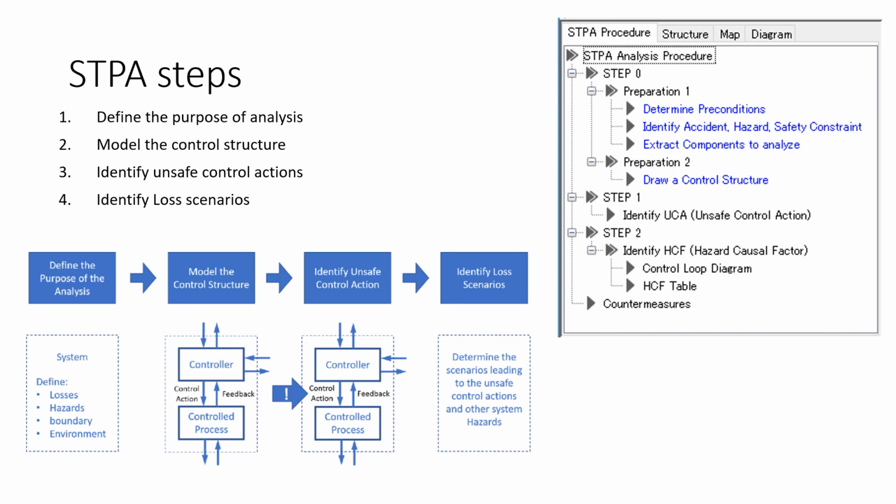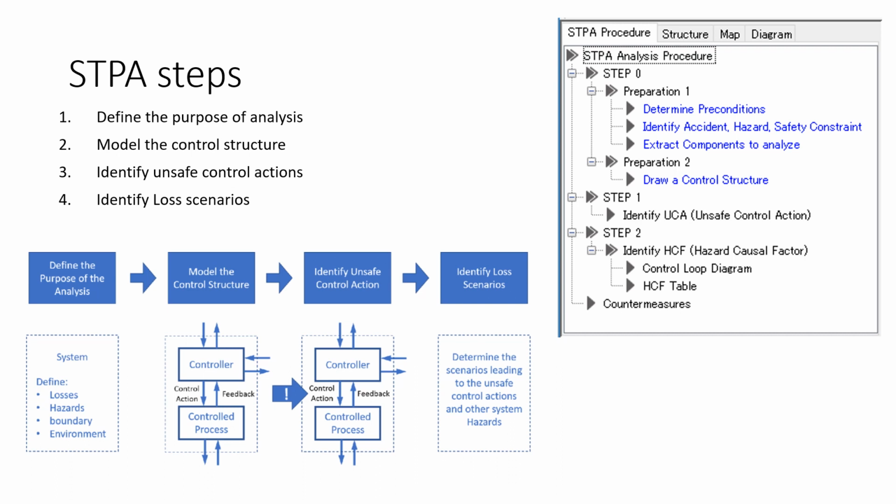The second thing is to model the control structure. So a controller will be there, a controlled process will be there, and in between, the output is a control action, and the output from the controlled process is feedback. So a controller will control the process based on the feedback given by the system, okay? And that is modeling the control structure.